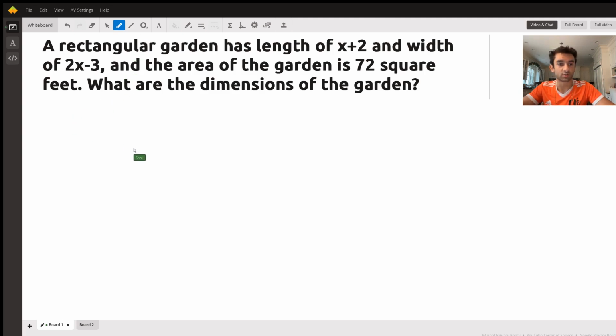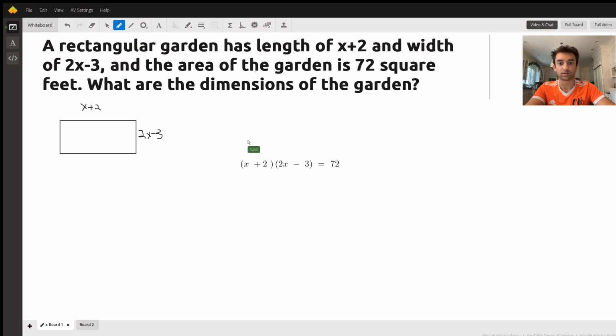So let's take a rectangle over here, and we're going to write out our dimensions. So we have a length of x plus 2, so I'm going to put x plus 2 over here, and we have a width of 2x minus 3. So 2x minus 3. Now, because this is a rectangle, we know that length times width, so x plus 2 times 2x minus 3 equals 72. So let's write that out really quickly.